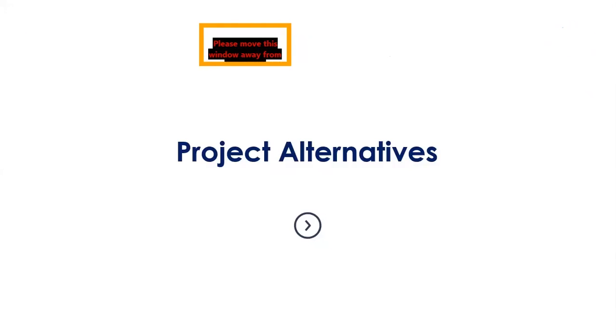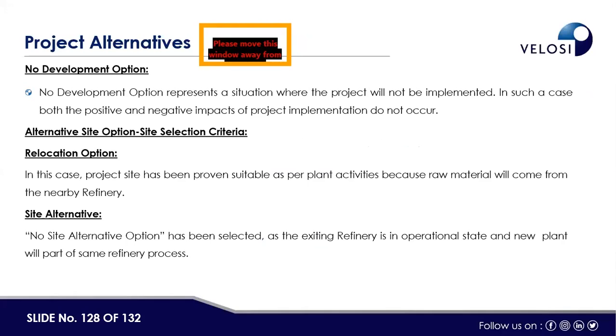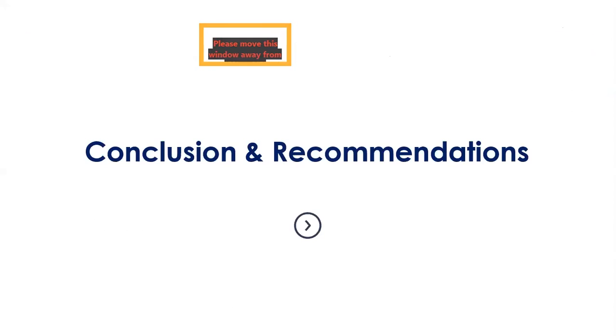And then we have considered some project alternatives. The no development option represents a situation where the project will not be implemented. In such a case, both the positive and negative impacts of the project implementation do not occur. With respect to the relocation option, the project has been proven suitable as per plant activity because raw material will come from the nearby refinery. For site alternative, no site alternative option has been selected as the existing refinery is in operational state and the new plant will be part of the same refinery process.